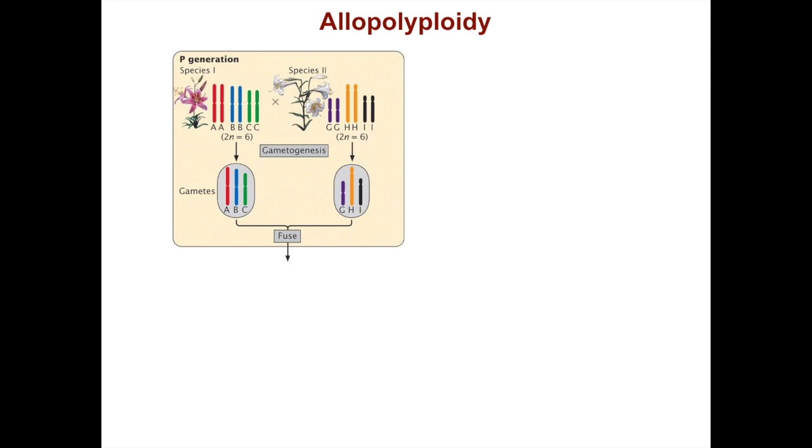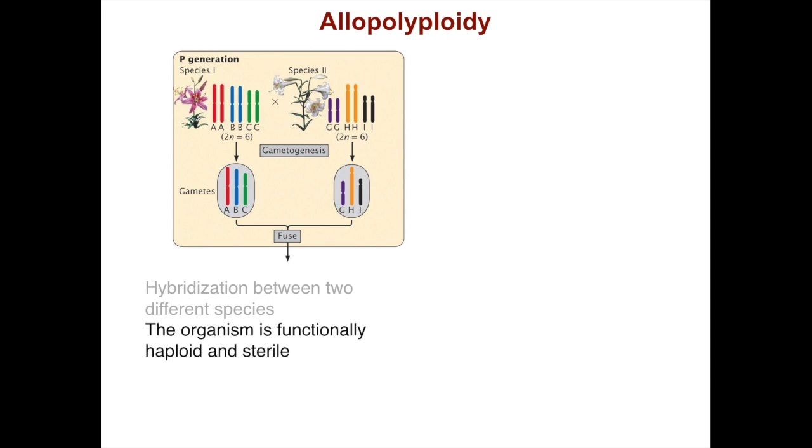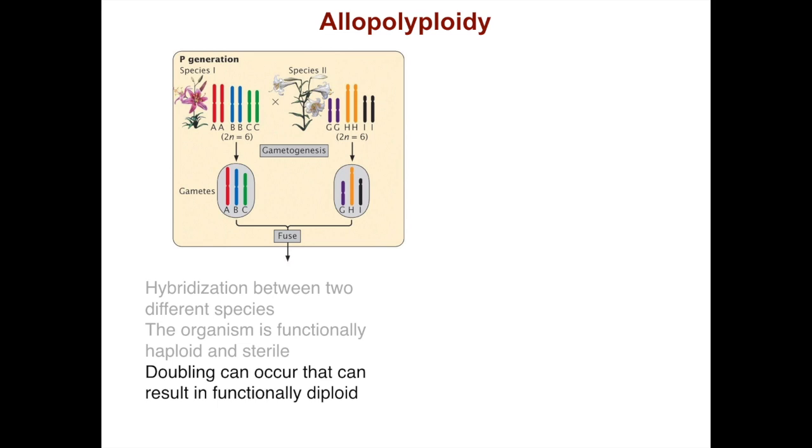Allopolyploidy occurs when you have the hybridization between 2 different species, and this occurs more often in plants. So you have the gamete of species 1 and the gametes of species 2, and these fuse. The organism is functionally haploid and sterile because these different chromosomes cannot pair. They're not homologous, these haploids.